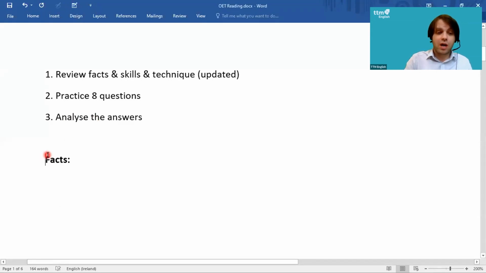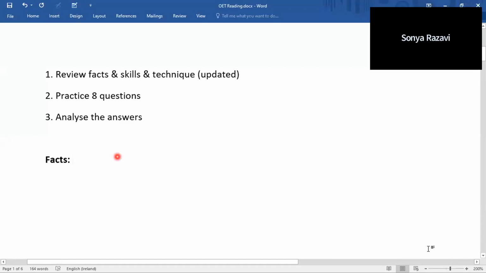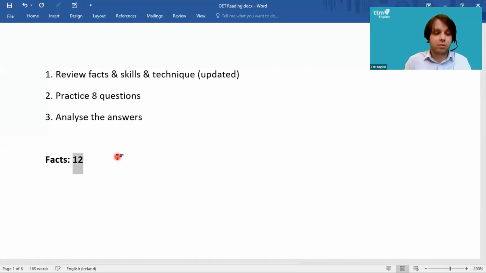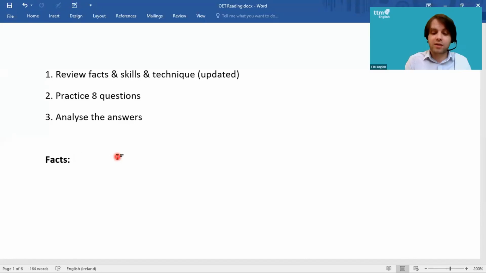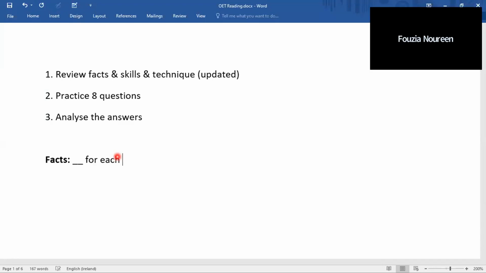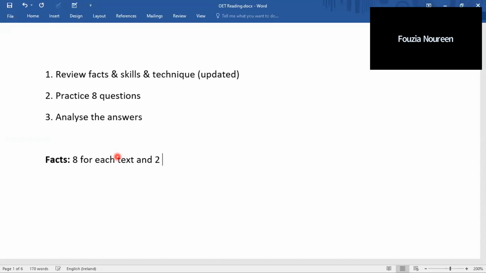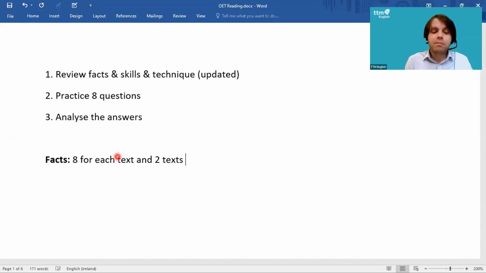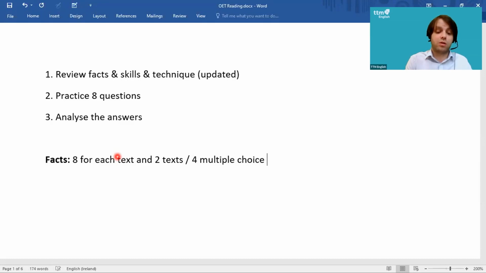How many questions are there in OET Reading Part C? And I'm going to ask someone like Sonia. Could you tell us? In Part C, I think it's 12. Is it 12 in total? 16. How many for each text? Each text 8. And how many texts? 2 texts. How many multiple choice options do you get? A, B, C, D. So you get 4 multiple choice options.